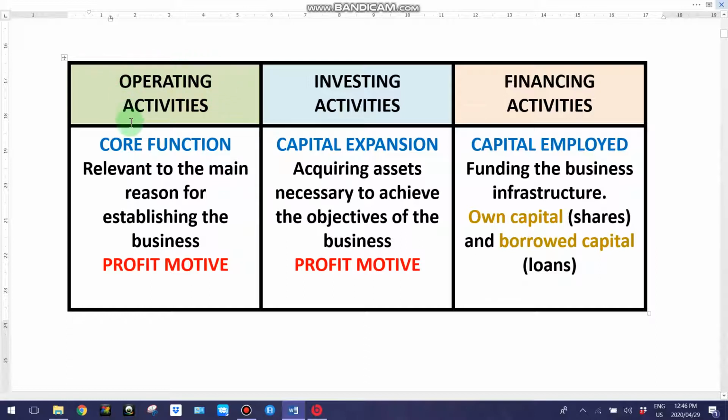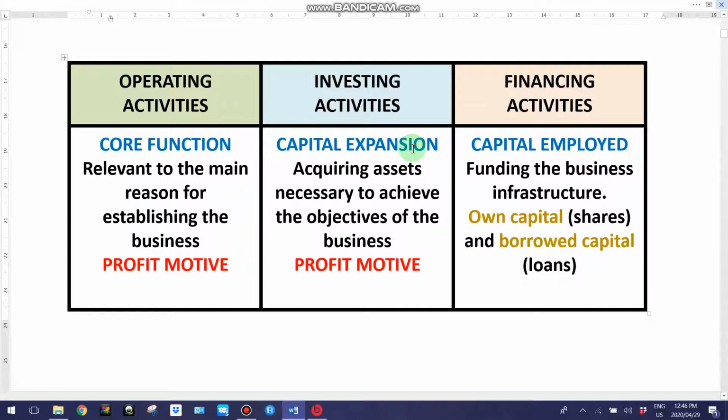Okay, now the second section will focus on the investing activities. Investing activities will tell us where we spent the money on capital goods, capital expansion. Just do not get confused with the term capital here. Capital expansion in this context is referring to the company purchasing assets that are required to run this business.